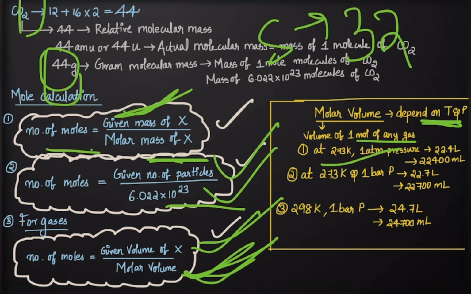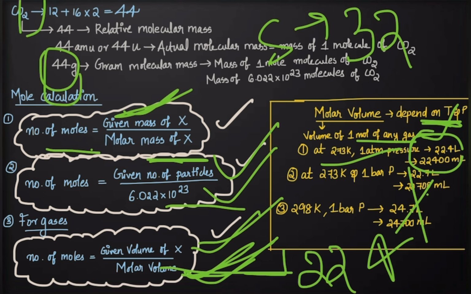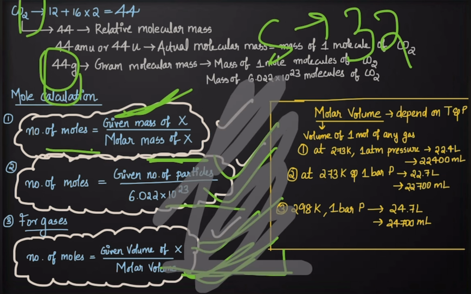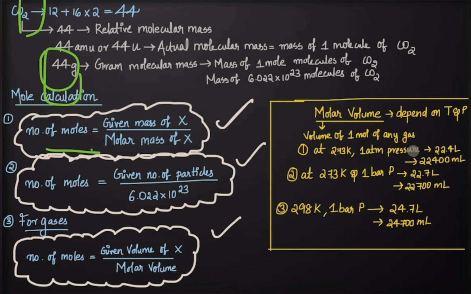At 273 Kelvin and 1 atm pressure, it is 22.4 liter. You don't have to study this, but in a particular question, you can take molar volume as 22.4 in all cases. You just read this at 273 Kelvin. If a question is given at 273 Kelvin and 1 bar pressure, the molar volume will be 22.7 liter, but you can simply take 22.4 liter as the molar volume.